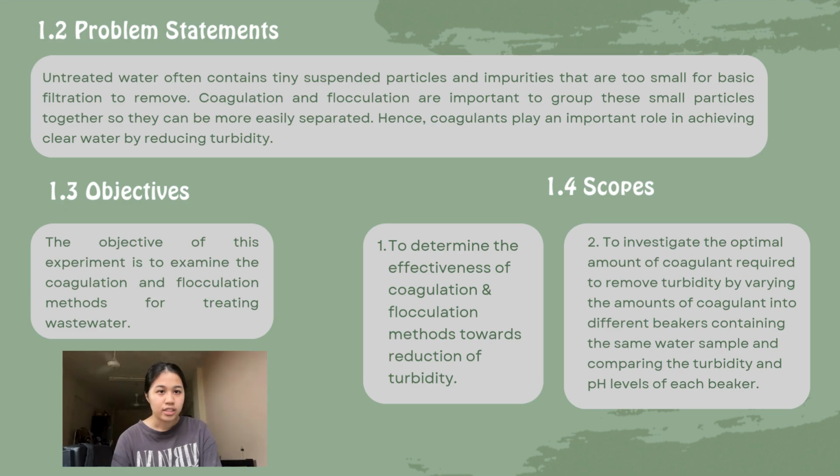The next one is the scope. The first one is to determine the effectiveness of coagulation and flocculation in reducing turbidity. The second one is to investigate the optimal amount of coagulant required to remove turbidity by varying the amount of coagulant in different beakers that contain the same water sample, and we will compare the turbidity and pH level of each beaker.